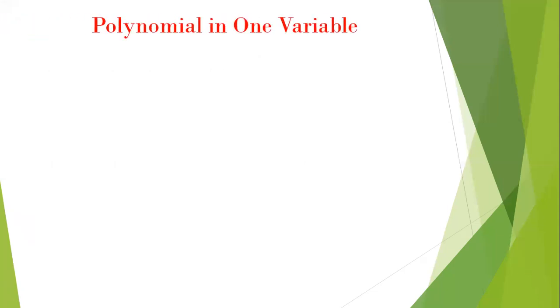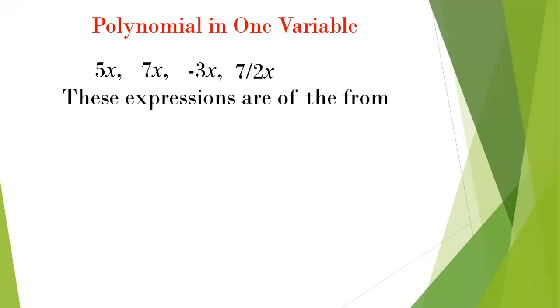So, polynomial in one variable. How can we write a polynomial in one variable? How should a polynomial be formed? Let us take 5x, 7x, 3 minus 3x, 7 by 2x. These expressions are of this form. Here what you observe is that there is only one variable. This is 5x, 7x, minus 3x, 7 by 2x. So what is the variable? Only x is the variable.